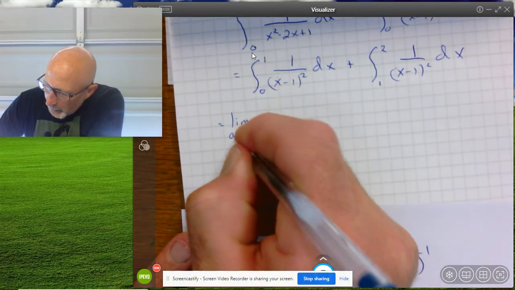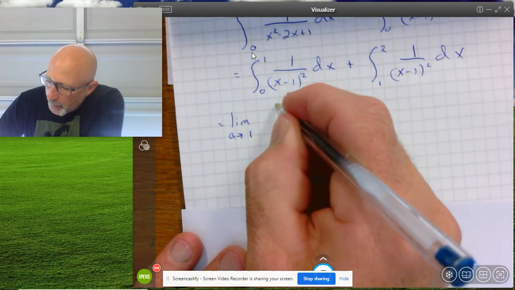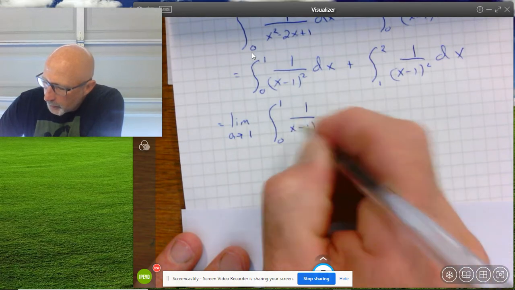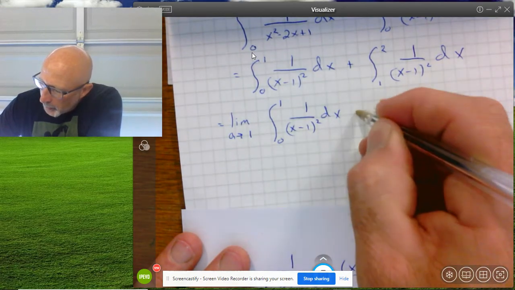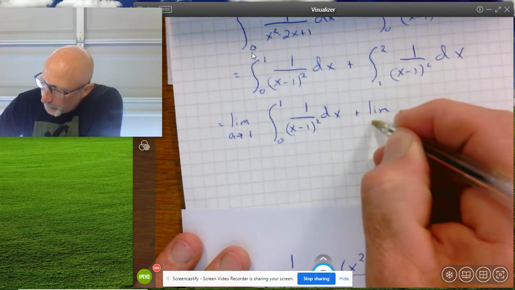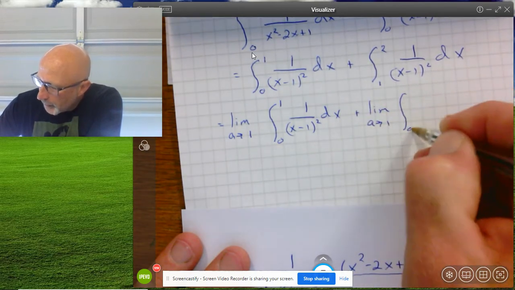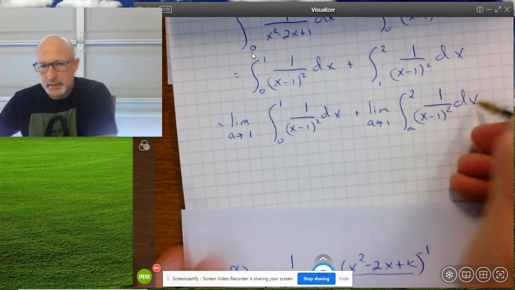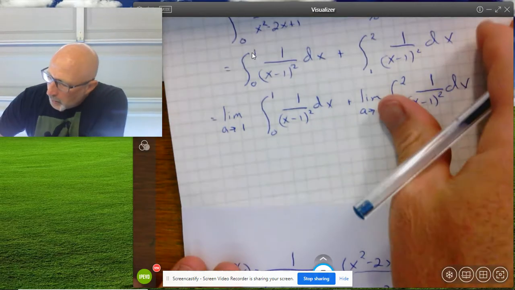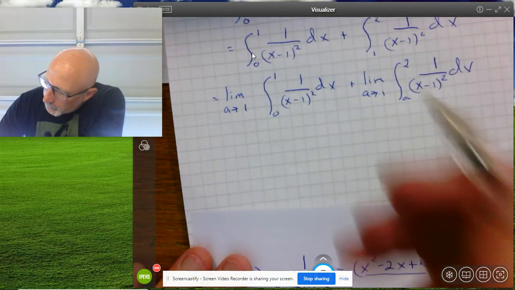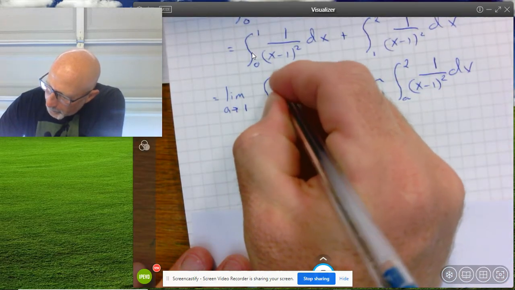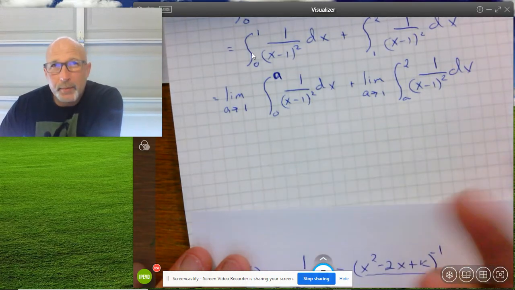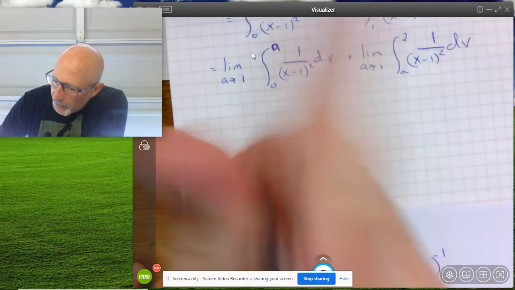So limit as a goes to 1 of the integral from 0 to a of 1 all over x minus 1 squared dx, plus the limit as a goes to 1 of the integral from a to 2 of 1 all over x minus 1 squared dx. Okay, so now I can, wait, this should be an a here. Okay, so now I'm going to go ahead and evaluate. This is just a power rule, right? This is the negative second, so you raise it by a power 1. Actually, I'll rewrite it so you can see this.